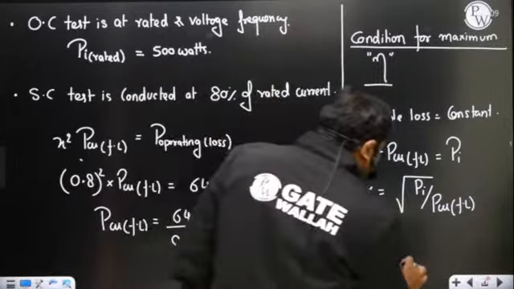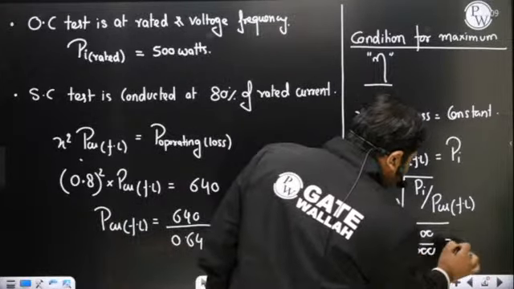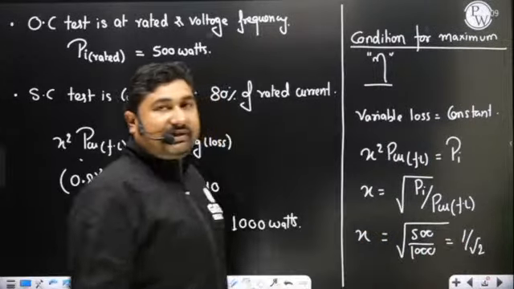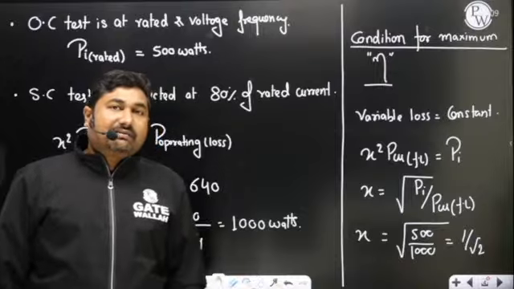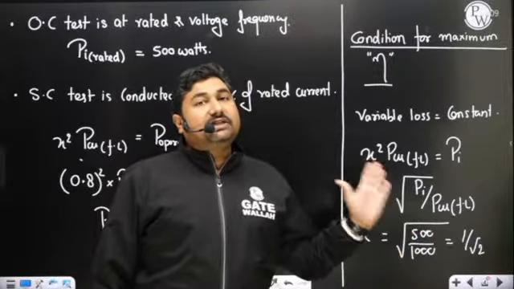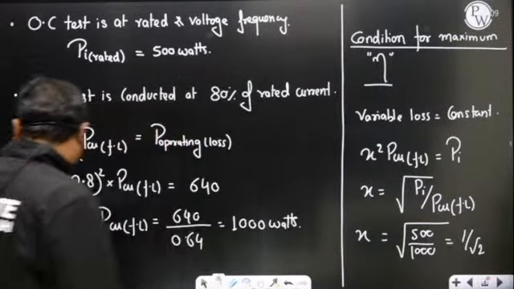Now from here you can write it as 500 by 1000, that is 1 by root 2. So this indicates 0.707. So 0.707 means at that particular loading, efficiency of this particular transformer is going to be maximum. Further, what is maximum efficiency?